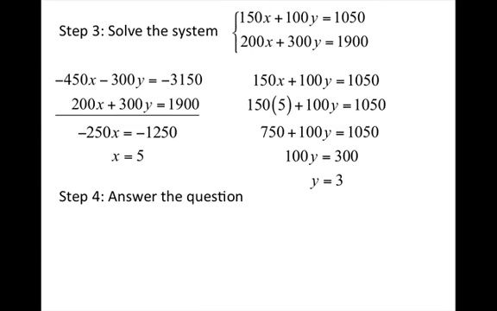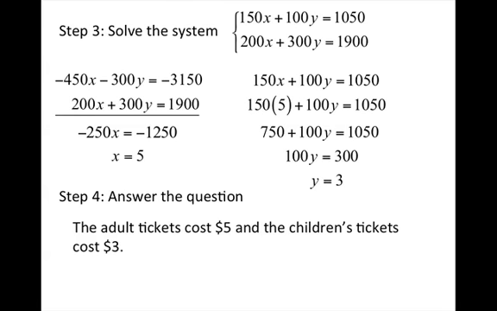So go back, step 4 is to answer the question. X is the price of an adult ticket and Y is the price of a children's ticket. So the adult tickets cost $5 and the children's tickets cost $3.